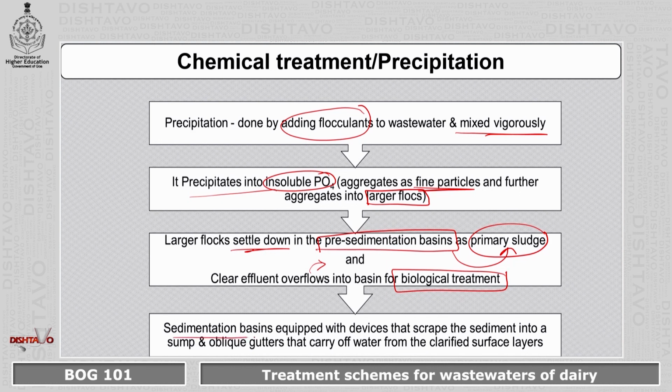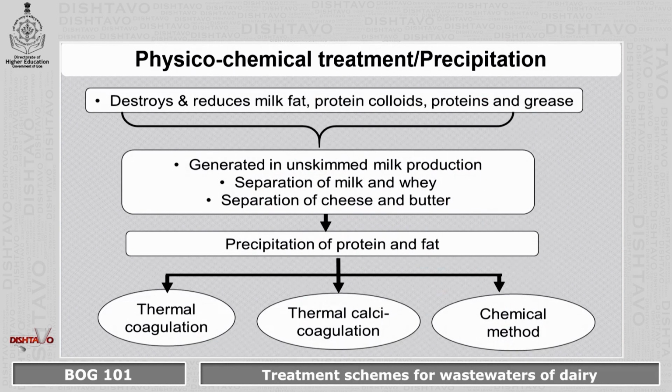Then sedimentation basins are equipped with devices that scrape the sediment into the sump, and oblique gutters that carry off the water from the clarified surface layers.